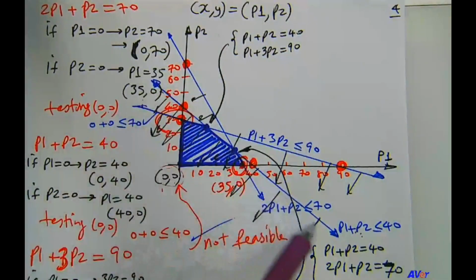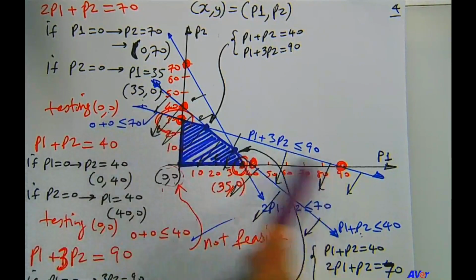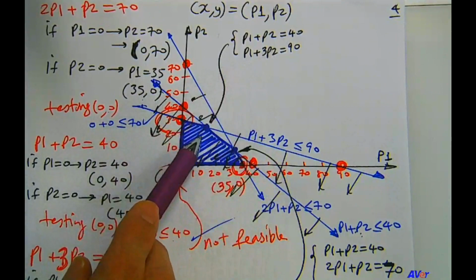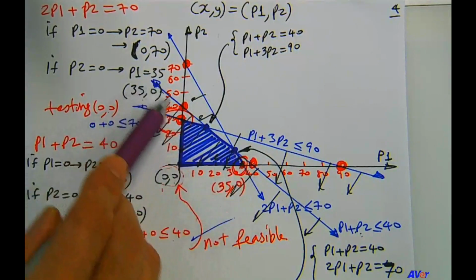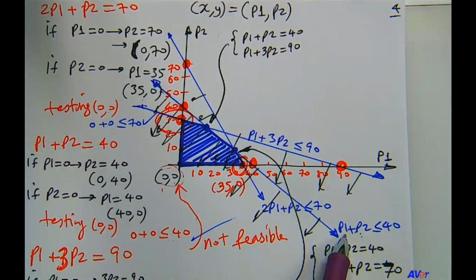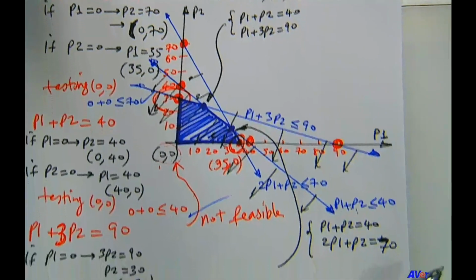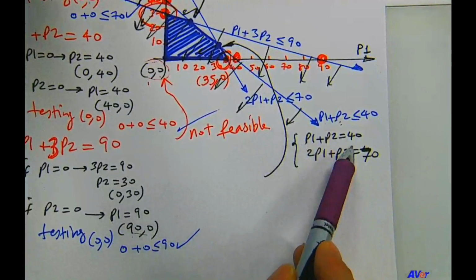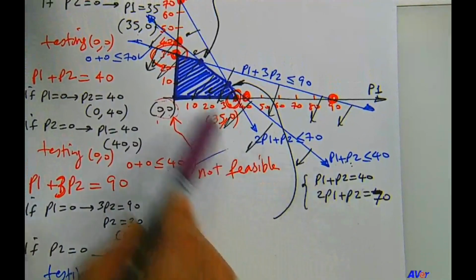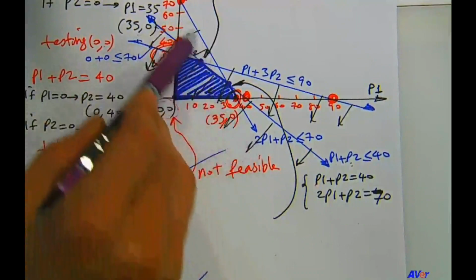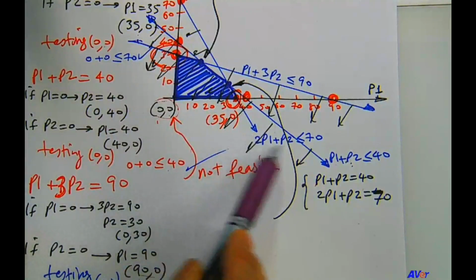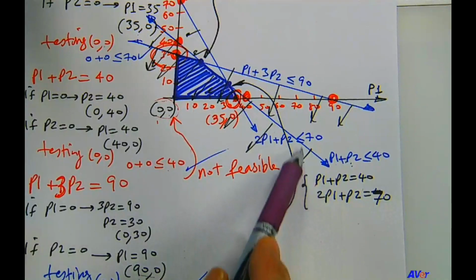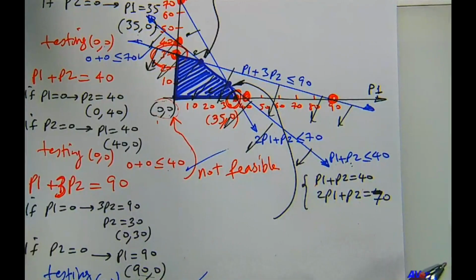P1, that's one of the lines. You can see it on this screen. And this line, which is P1 plus 3P2 equals 90. This point is the intersection of this line, which is again P1 plus P2 equals 40. Let me move it up so you can see it. P1 plus P2 equals 40, that's that line. And this line, which has this equation, 2P1 plus P2 equals 70. So those are the 2 systems.